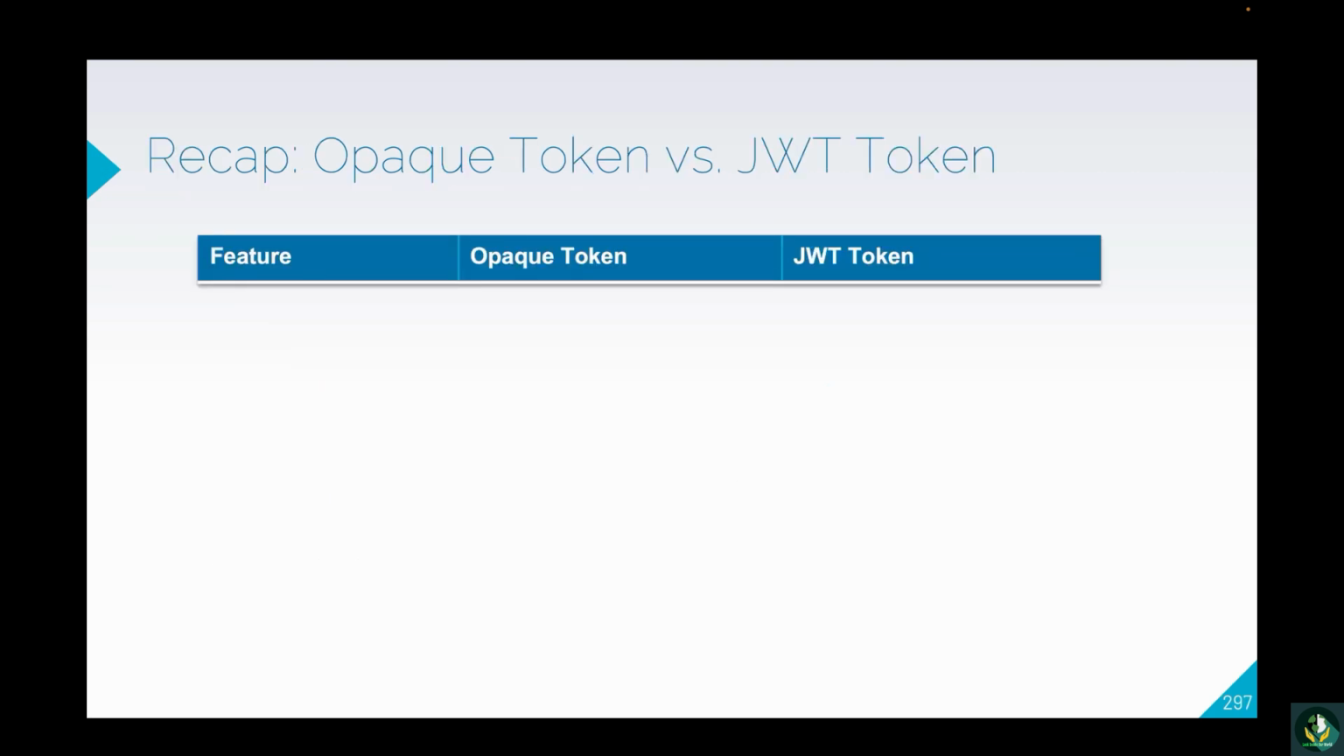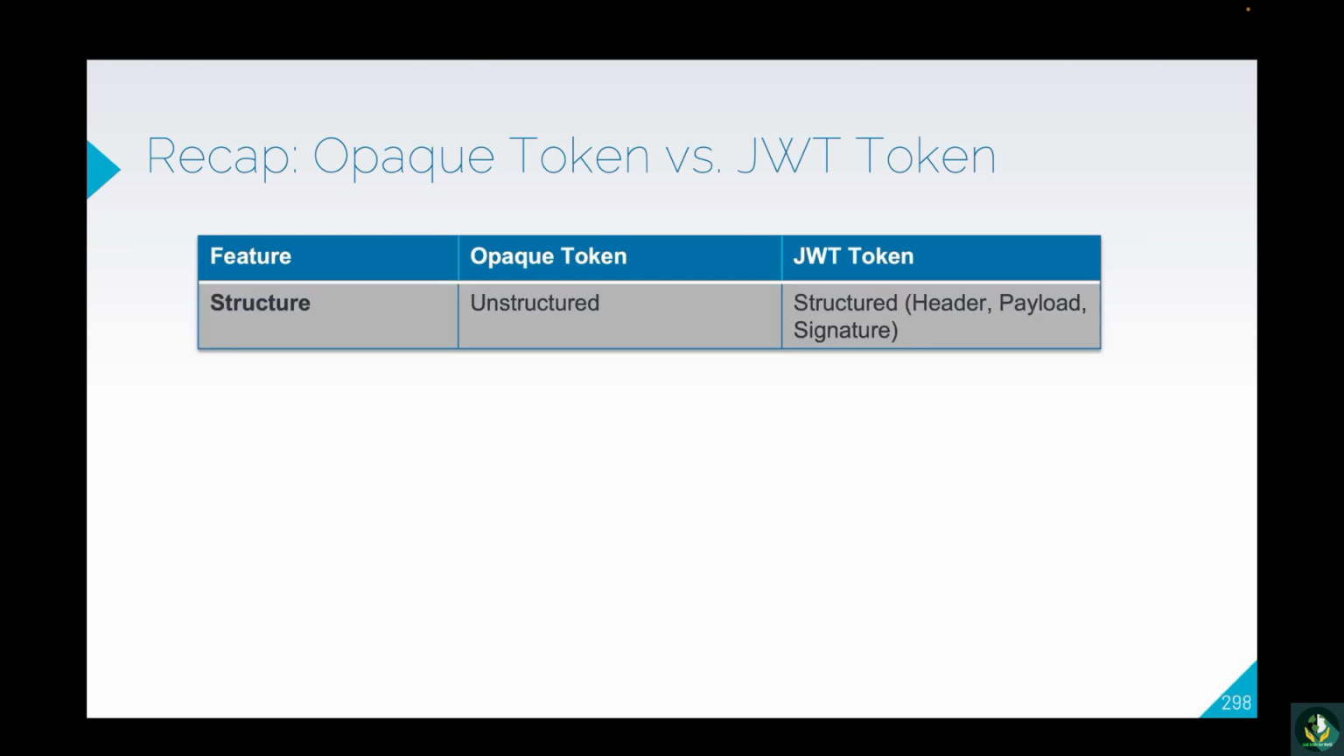Let's recap everything we have covered so far. We have discussed two key formats of OAuth 2 access tokens: opaque tokens and JWT tokens. Structure. Opaque tokens are unstructured and do not carry any readable information with them. JWT tokens, on the other hand, are structured with three parts: header, payload, and signature, making them self-contained and descriptive.